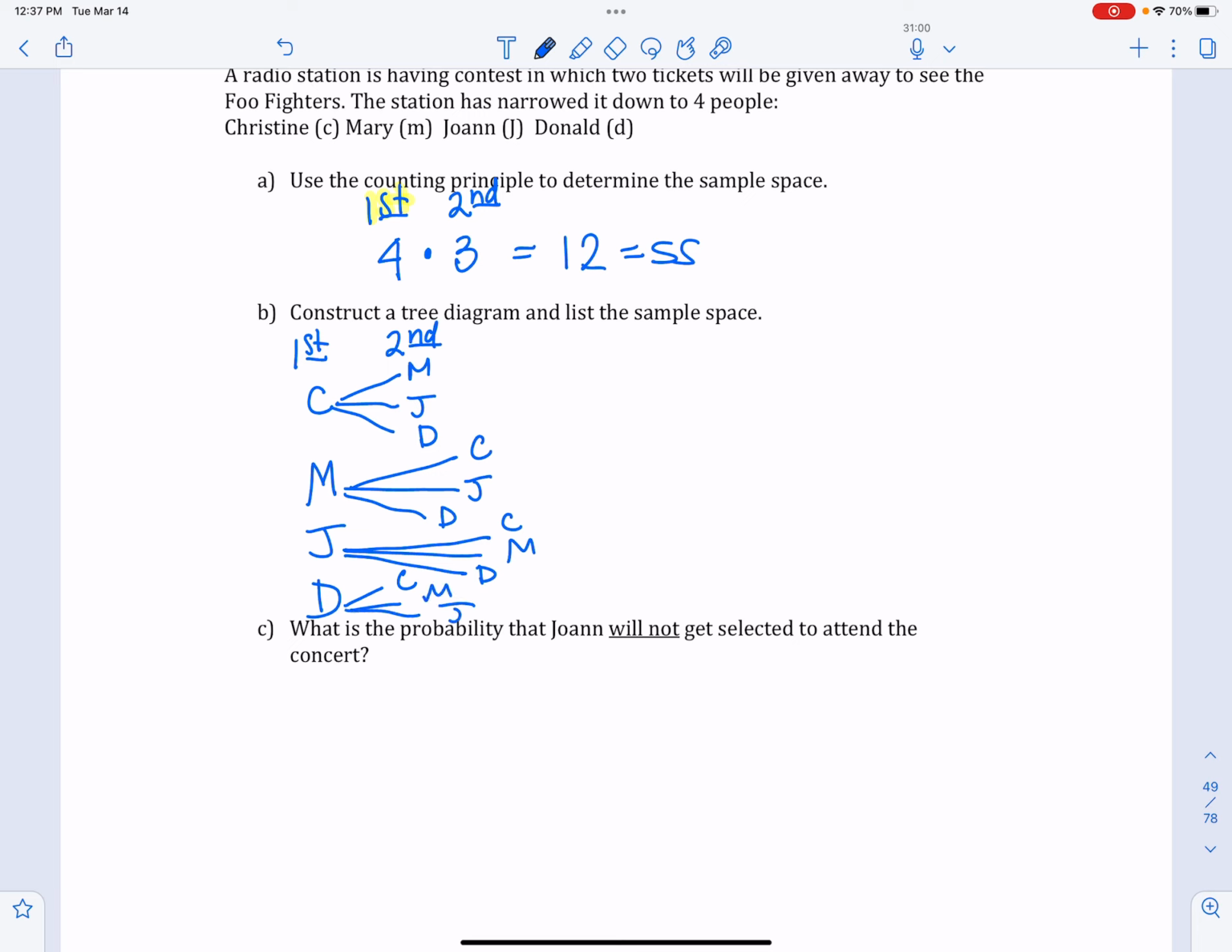Notice in these, I don't have repetition. I don't have Christine and then Christine on the second ticket because it doesn't make sense. Once Christine has picked a ticket, she's out of the running for the second ticket.